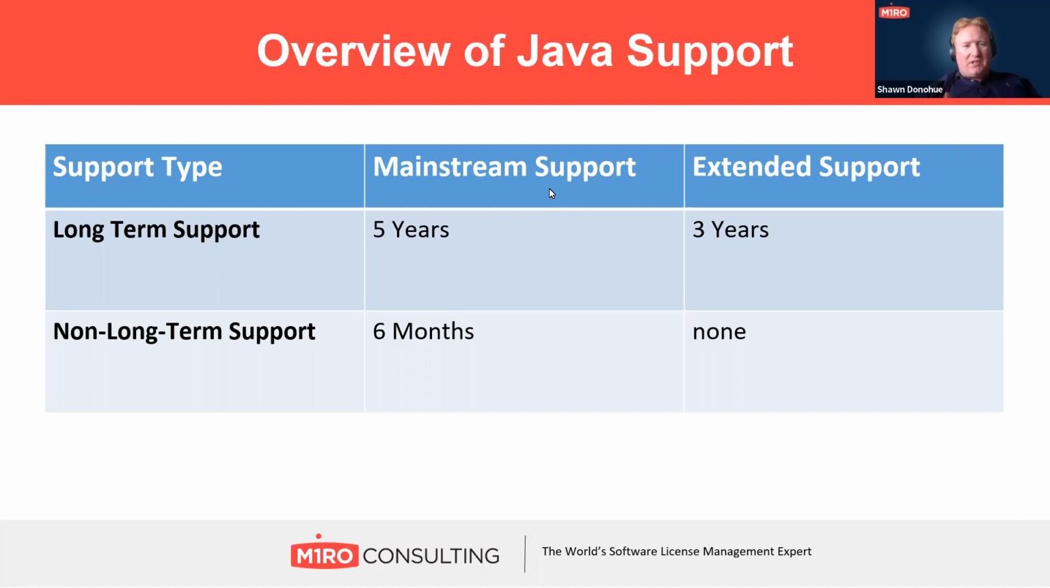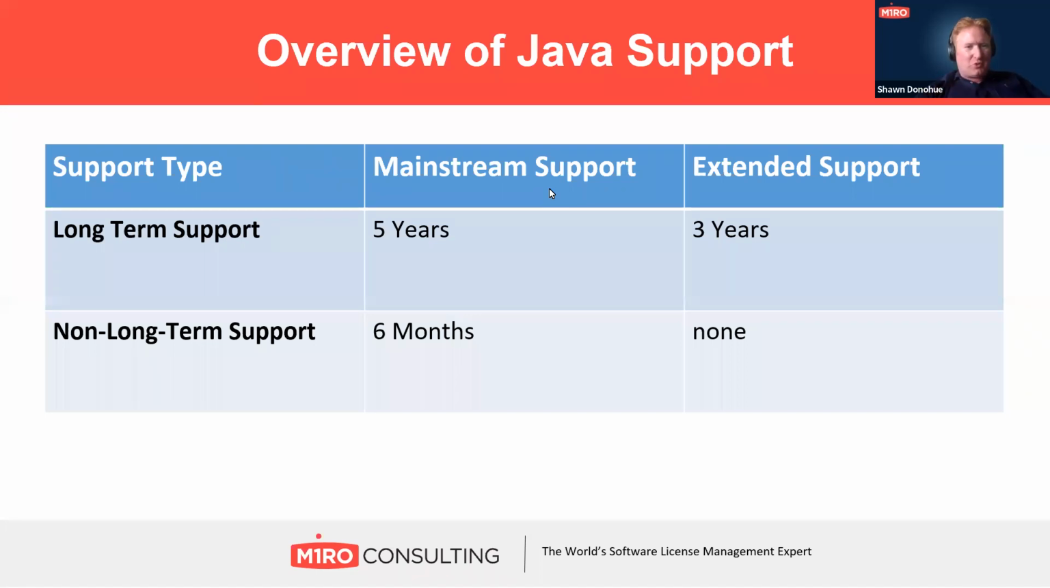Then we also have the non-long-term versions. These are more iterations that Oracle puts together between the long-term versions, which develop new features, improvements, things like that. And then eventually, when enough of those get put together, they call the next version a long-term version.